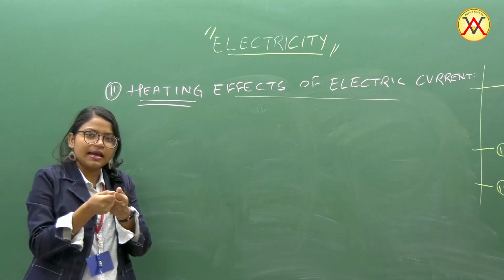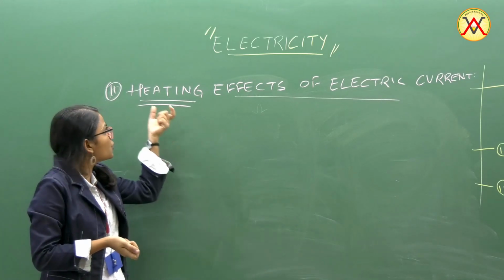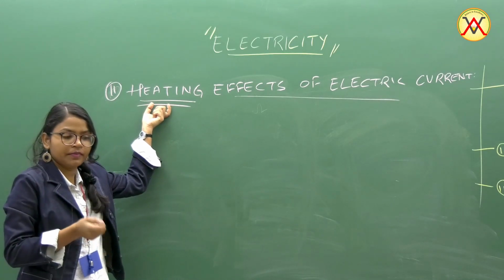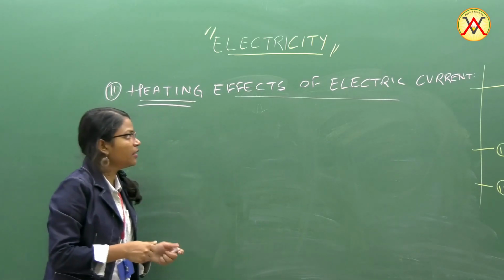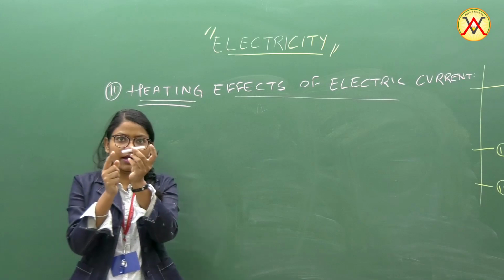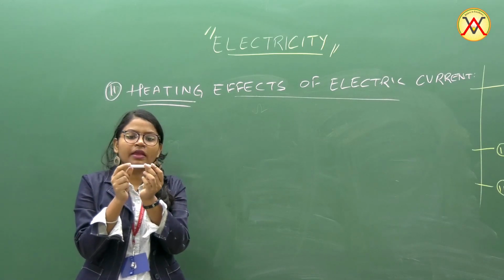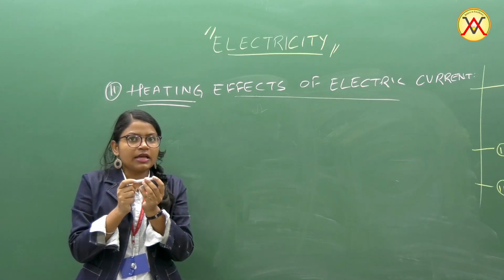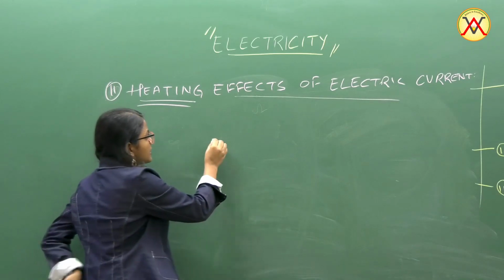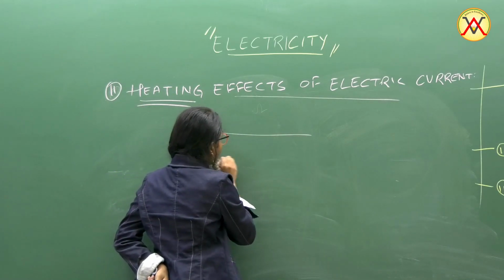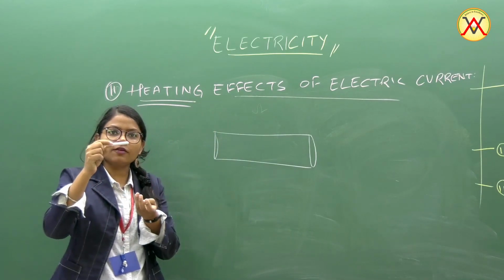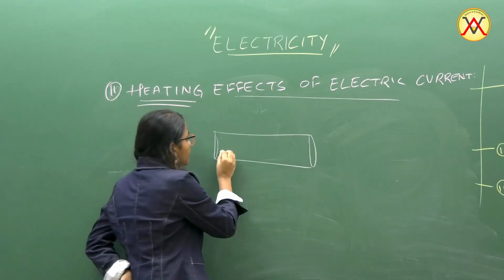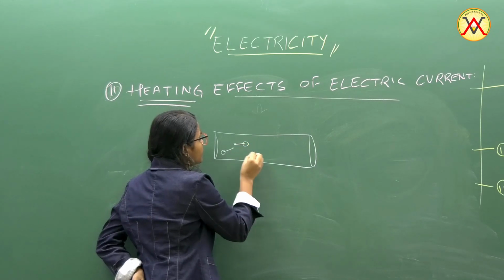What is happening inside a conductor that current is showing us a heating effect? Okay, let us take an example. Suppose this is our conductor. Okay, in neutral state, what happens? Let us draw this conductor over here. The electrons on the upper surface of the conductor move in random directions.